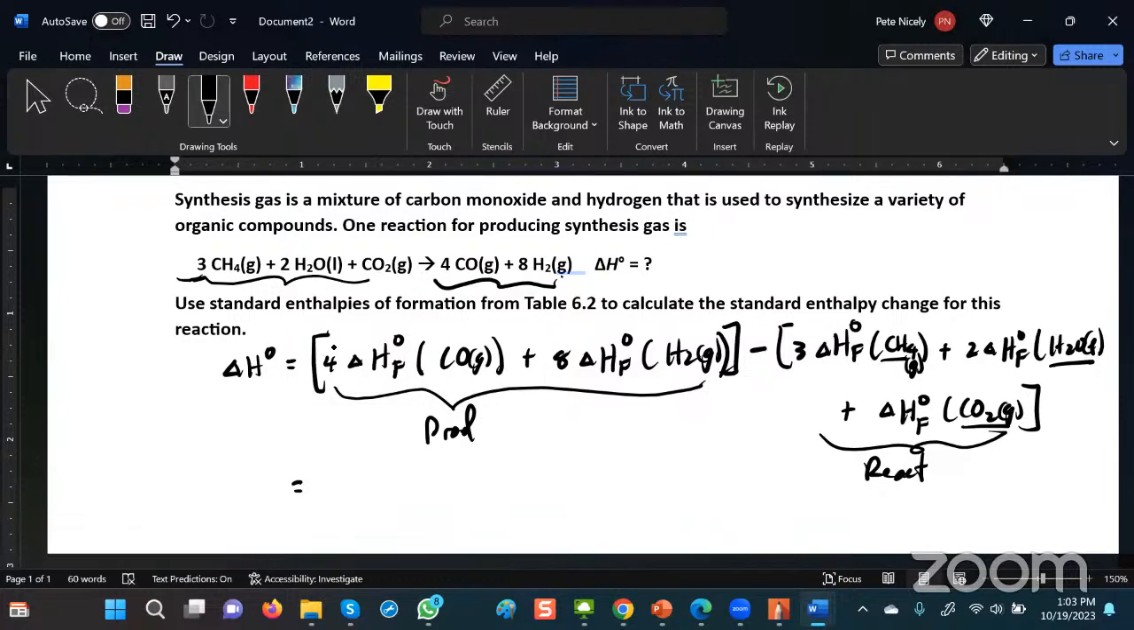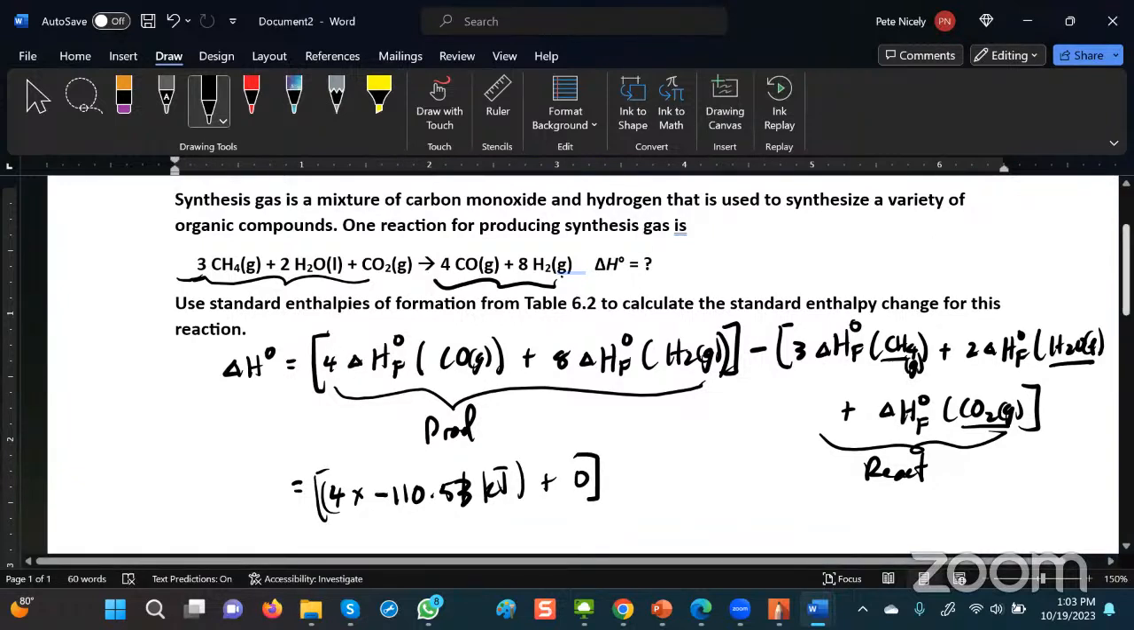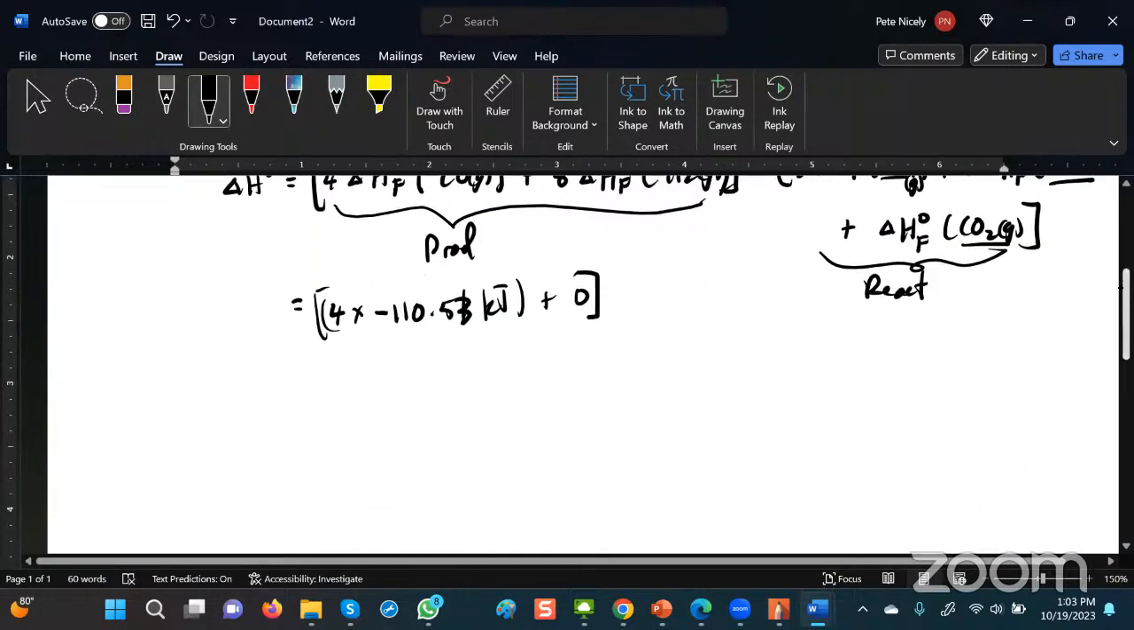Anybody? Okay, so what's the value for the standard enthalpy of formation for carbon monoxide? Negative 110.553. Okay, kilojoules. Okay. And then what? Oh, as I said before, hydrogen is 0, so I'm just going to put 0 here. Okay, so that takes care of the products. Let's scroll down here a bit. I need some more space. Let me just draw a line here to avoid confusion.